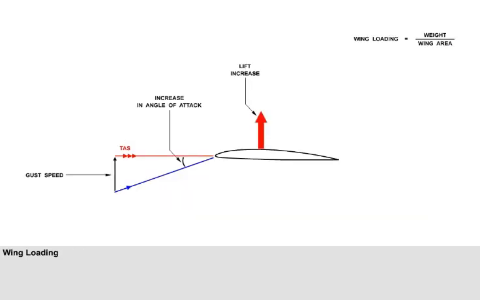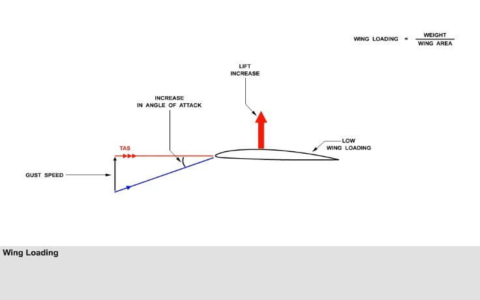Wing loading will have a noticeable effect on how much the load factor changes in a gust. Wing loading is the ratio between the weight of an aircraft and its wing area. For a given weight, the smaller the wing area, the higher the wing loading. The illustration shows a low wing loading.